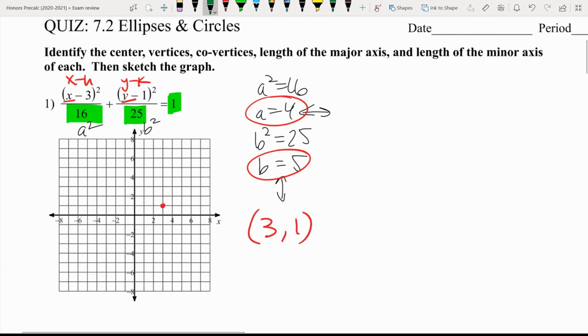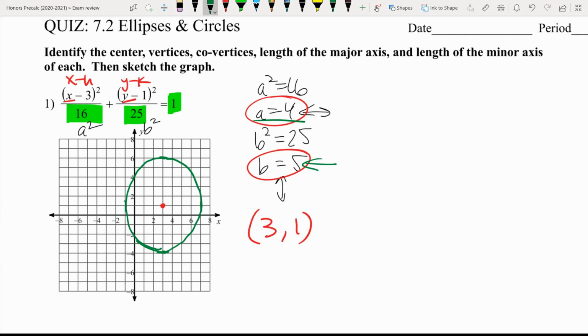So this says go 4 to the left, 4 to the right from that point. So that would be out here and over here, 4 to the left, 4 to the right. And then here we have going 5 up and 5 down from that point. So that would be 5 up and 5 down right here. So after that, we've got basically everything we need. We just carefully draw in our ellipse. You can see it's definitely not circular there.